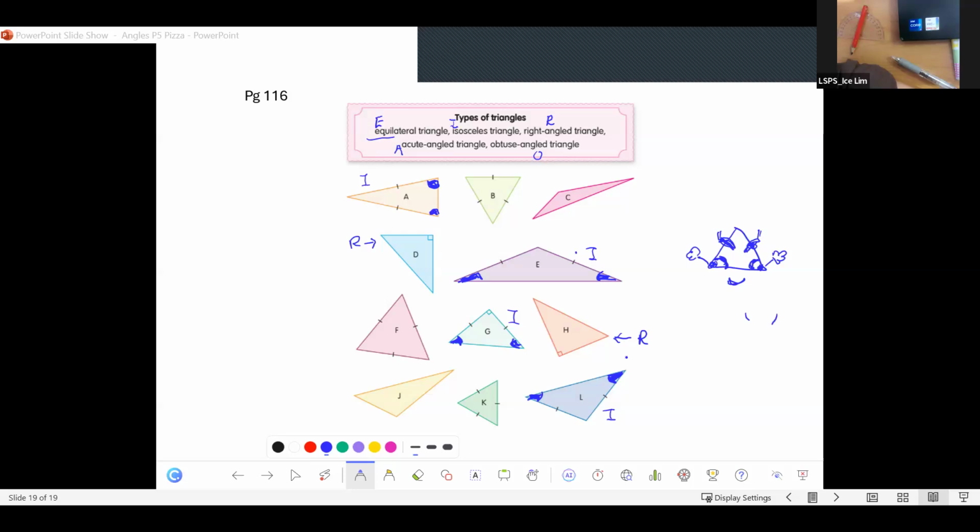Then you have E for equilateral triangle. An equilateral triangle has the characteristic that all sides are equal. Equi means equal, lateral means sides. So an equilateral triangle means all sides are the same. B is equilateral, F is equilateral, K is equilateral, and that's about it.